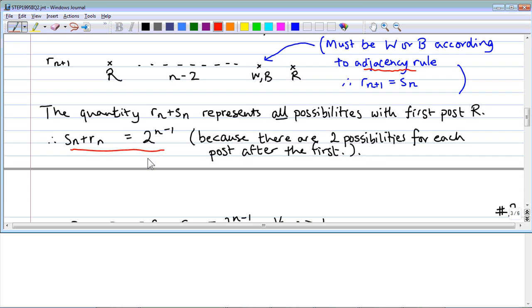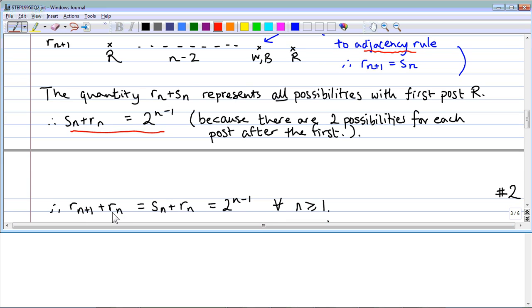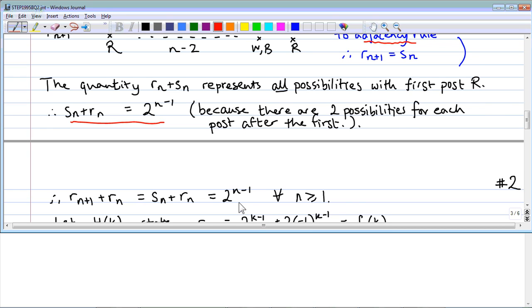So R(n+1) plus Rn equals Sn plus Rn equals 2 to the n minus 1 for all n greater than or equal to 1. And we can just double check here. What happens if n is equal to 1? Well, then we get 2 to the 0, which is 1, which is correct because there's only one possibility if the first post is red, and there is only one post, then it's simply a single red post. If n, let's say, is 2, we get 2 to the power 2 minus 1 is 2, so we get two possibilities, which is correct because if the first post is red, then the second post must be either white or blue, so there are two possibilities, either red white or red blue.